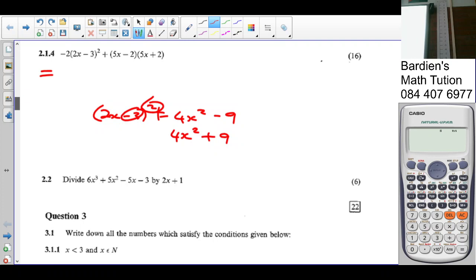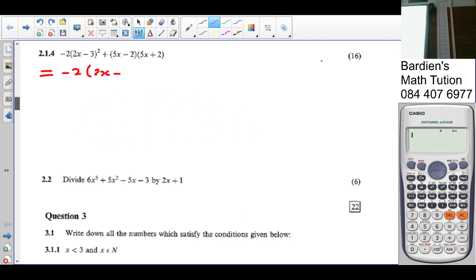Still no. It's a binomial, it's 2 terms. You can't do that. What are we supposed to be doing? Write it out twice. So it's 2x minus 3, 2x minus 3, plus. Can I multiply this out here? Yes. So 5x times 5x? 25x squared. What's 5x times 2? 10x. Negative 2 times 5x? Negative 10x. Negative 2 times 2?